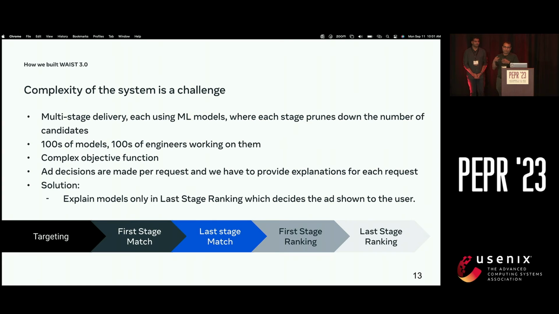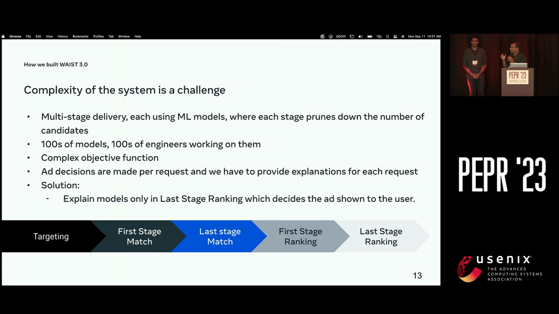And the objective function which you use to decide an ad is a very complex objective function, which includes multiple components. And the ad decisions are also made at the per request level. So as soon as you are viewing Facebook, you make a request to the ad server, which gets ads to the user. So this means that we had to provide explanations per request.